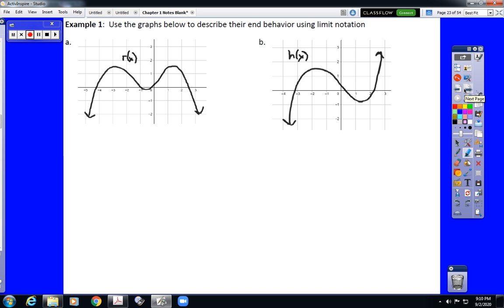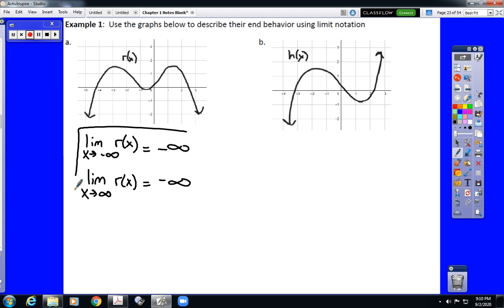So here are two more examples. We're going to write out the end behavior for each. So for A, the limit as x approaches negative infinity of r of x would be the left end behavior, and the limit as x approaches infinity of r of x would be the right end behavior. In both cases, as x goes out, the function goes down to negative infinity. So both ends would have negative infinity for their answer.